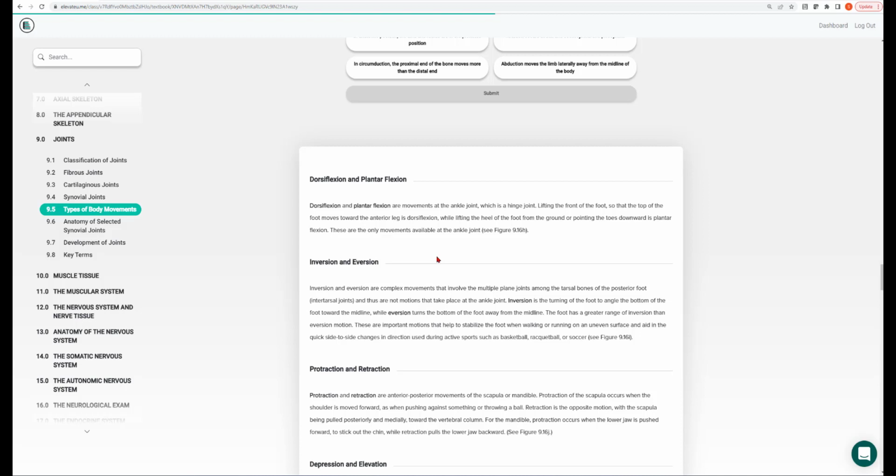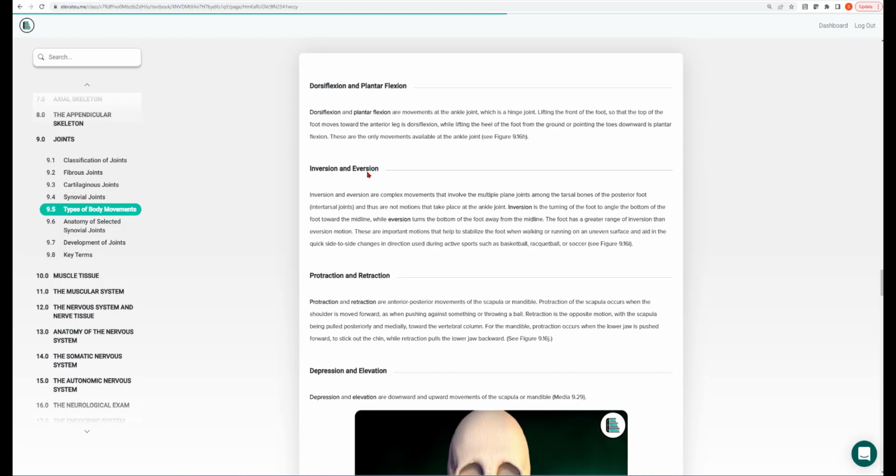Dorsiflexion and plantar flexion are movements of the ankle joint. Remember, the ankle is a hinge joint. If you have heard of a plantar wart, it is one on the bottom of the foot. Plantar flexion is sort of like doing a toe point. It is moving the ankle away, making your foot as flat as possible, whereas dorsiflexion is bringing your toes up toward your knee, trying to bring that upward.